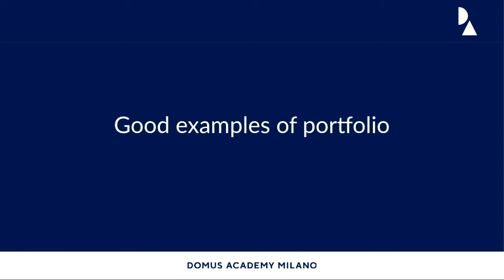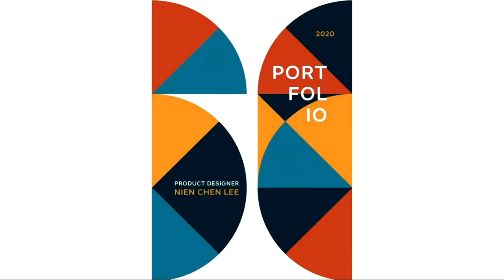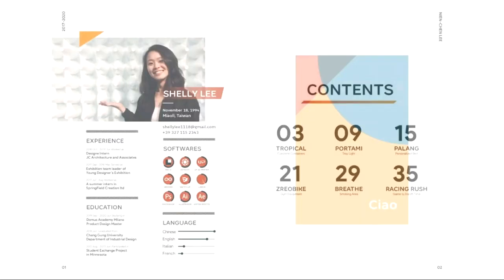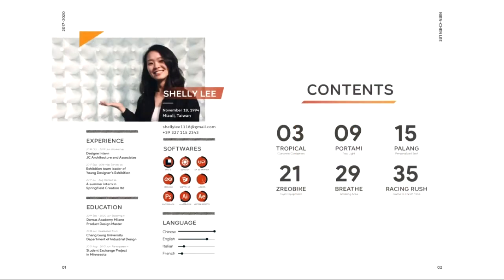Let's get to see some examples. I'm sure you want to see which kind of portfolio we like to see in Domus Academy. So I will show you examples of product design first. This is a portfolio where you see from the very first page Nin Chen Lin, she showed us her identity. She's very colorful, and she introduced herself in a very nice way. Ciao. She knows that it's a portfolio for an Italian school, so she used Italian. And of course, one page about herself.